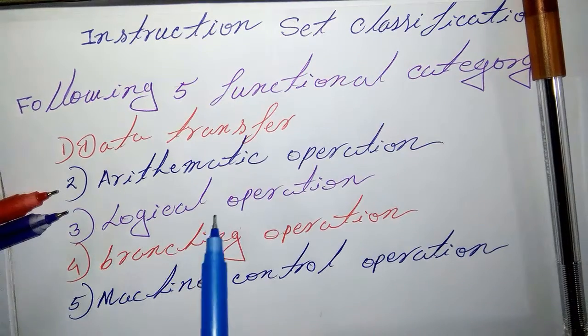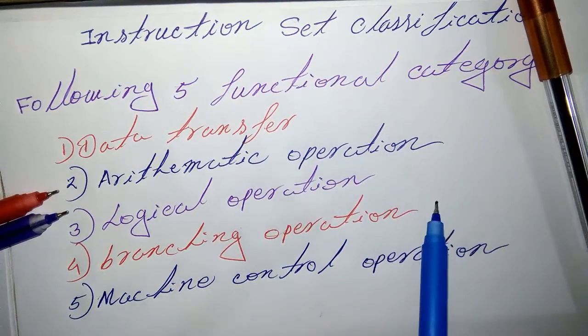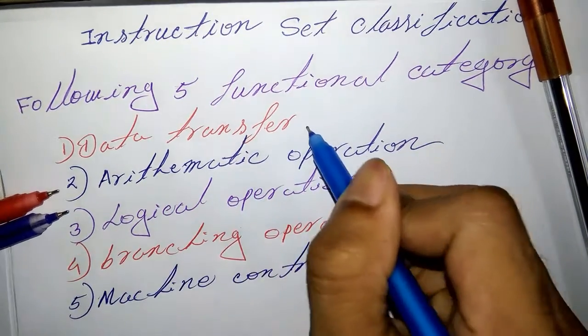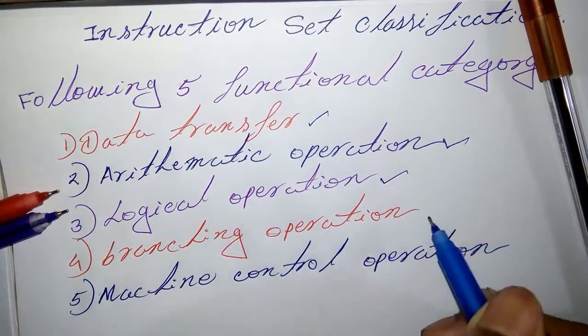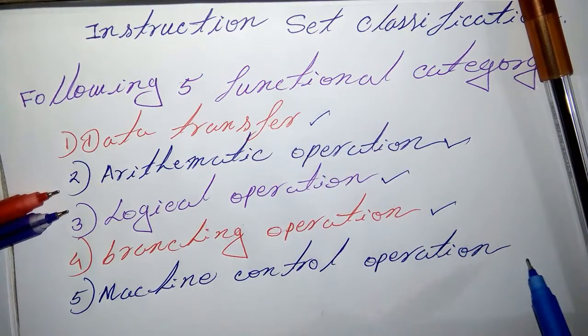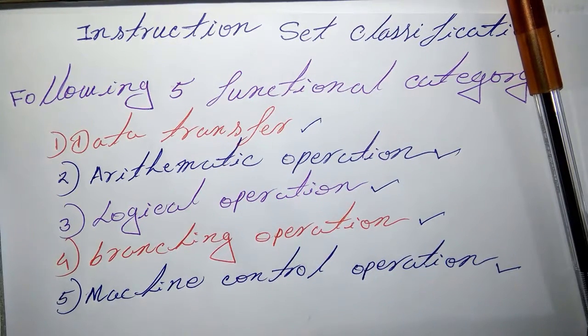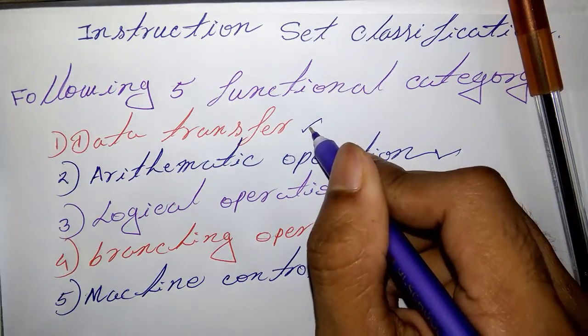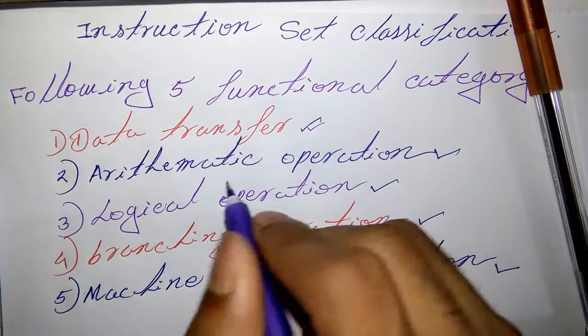The instruction set of the 8085 microprocessor has the following 5 functional categories: data transfer, arithmetic operations, logical operations, branching operations, and machine control operations. Clear? Now, first I discuss data transfer operations. This group of instructions copies data.